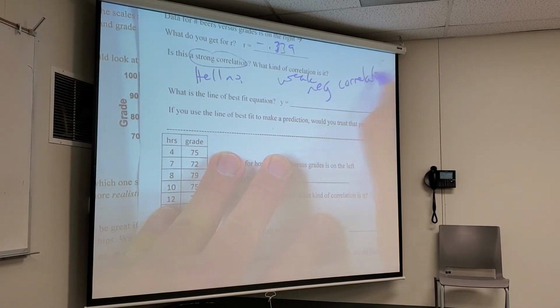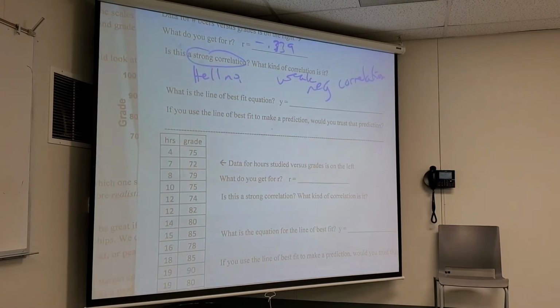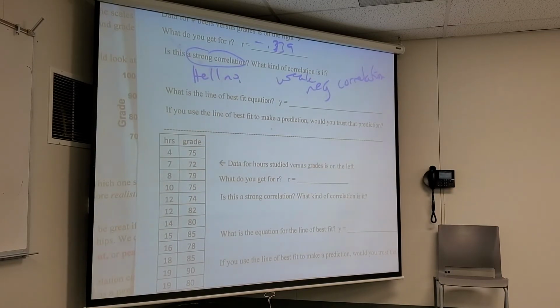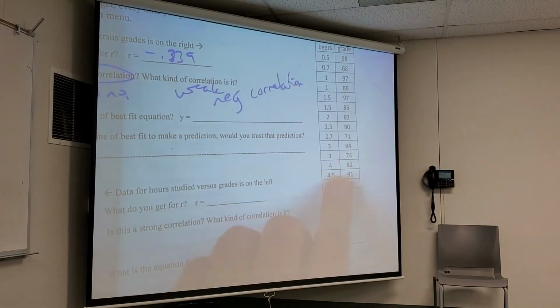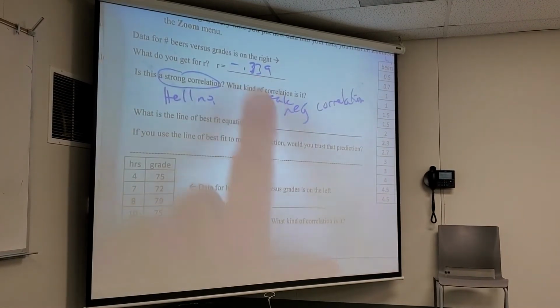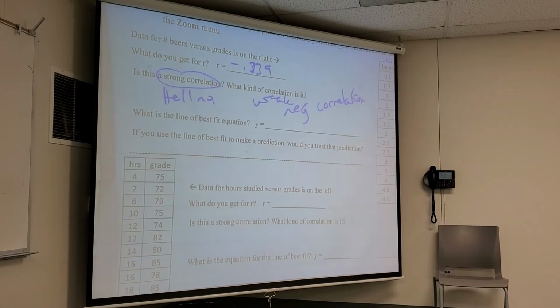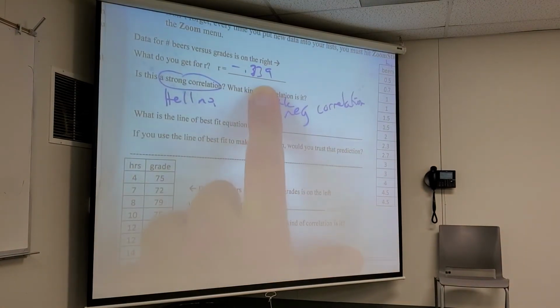So what's going to happen on a quiz or a test? I would give you an R value that it needs to achieve to show any correlation. To be honest, with such a small sample size, more than likely that's not even enough to be correlation. So on a quiz or test, I'd say R must be less than negative 0.5 or something to show correlation.